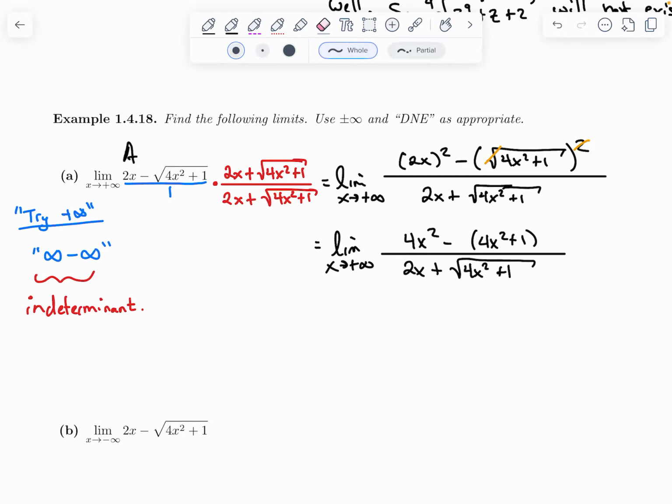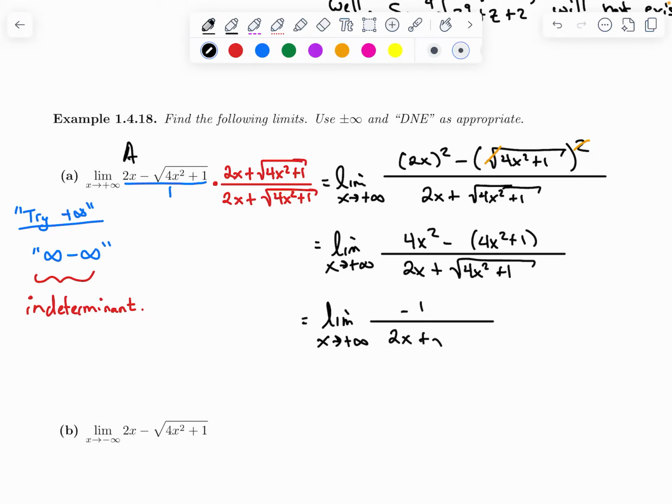Okay. So now the 4x squareds will cancel in the numerator, giving us the limit as x approaches positive infinity of -1 over 2x plus the square root of 4x squared plus 1. What is the answer now? Because we can claim the answer at this point. Take a second. Don't say it out loud. You have a chance to reason through it.